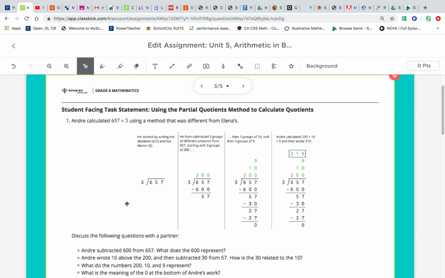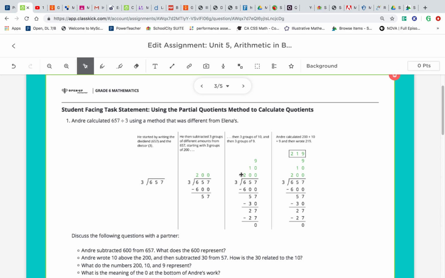So we wanted you to discuss the following questions with a partner. When Andre subtracted 600 from 657, what does the 600 represent? It represents 3 groups of 200. He wrote 10 above the 200 right here, and then subtracted 30 from 57. How is the 30 related to the 10? Well, the 30 represents 3 tens that were distributed equally into 3 groups, right? 3 groups of 10.